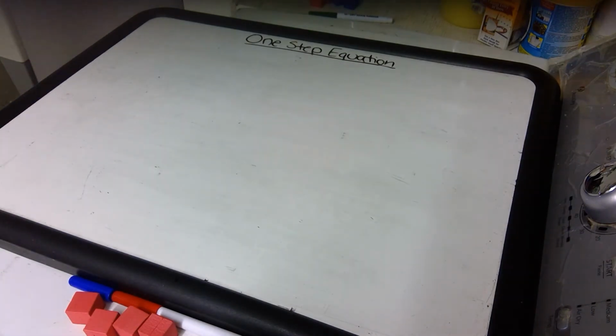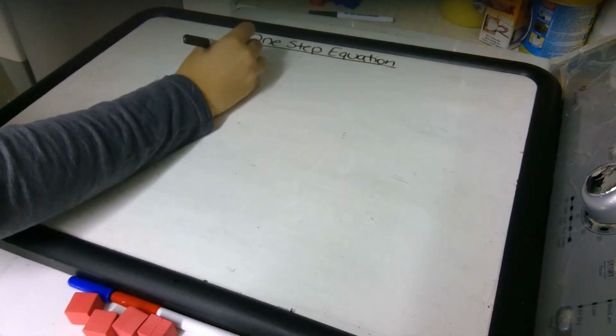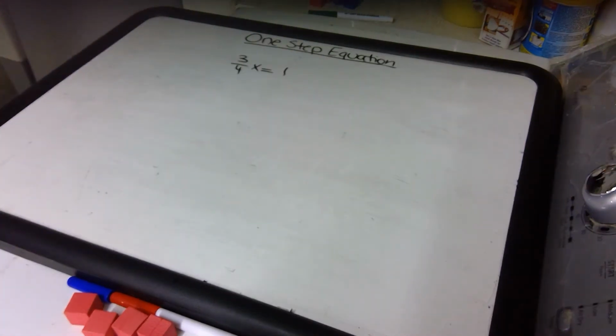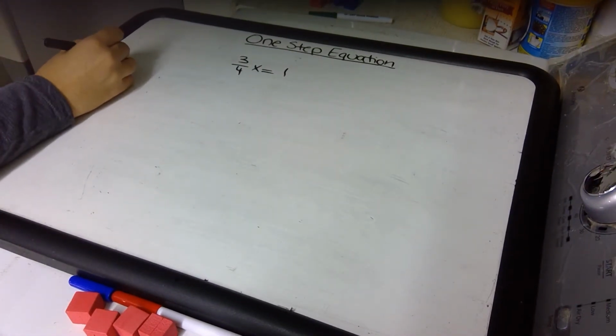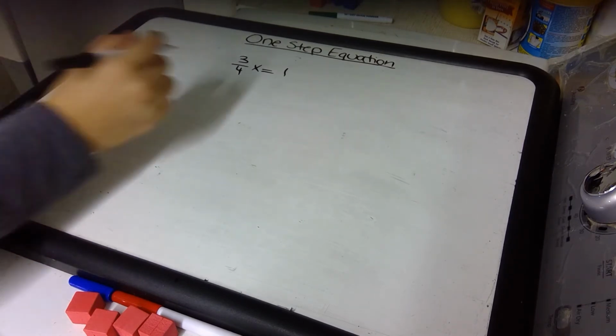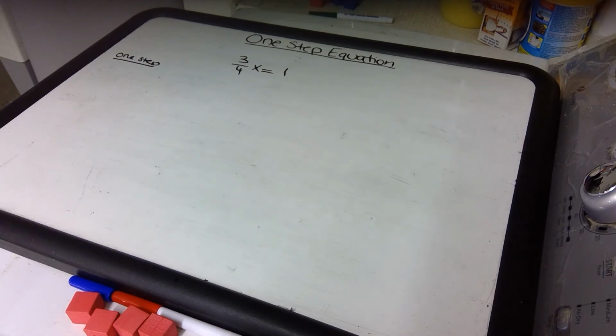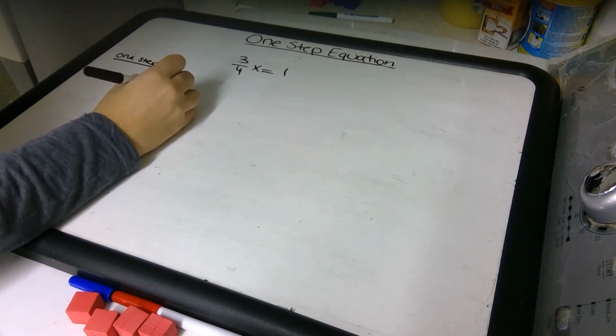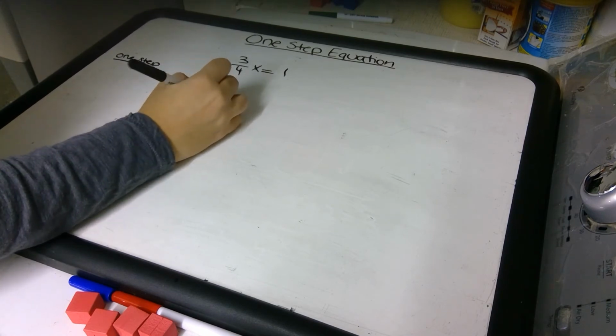So tomorrow we're going to be talking about two-step equations. But there are some examples, some problems that can be considered one step or two steps. For example, let's say we have 3 over 4 x equals 1. So I'm going to solve it using the one step. In this case, to do a one step equation, let me rewrite the problem. We got 3 over 4x equals 1.